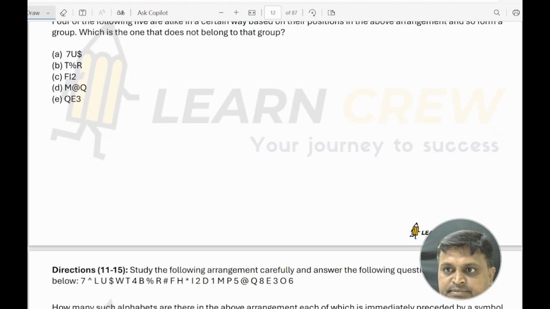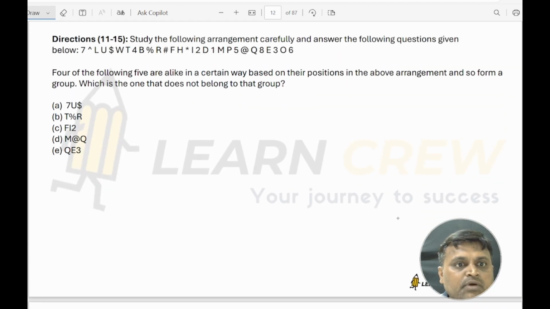Now 11 to 15. Four of the following five are alike in a certain way based on their positions in the above arrangement and so form a group. Which is the one that does not belong to the group? This means you are leaving these two. This means you are leaving these two.